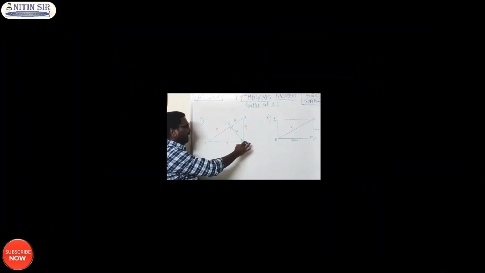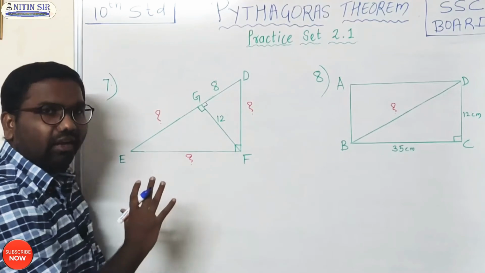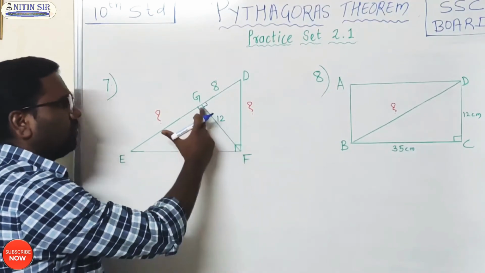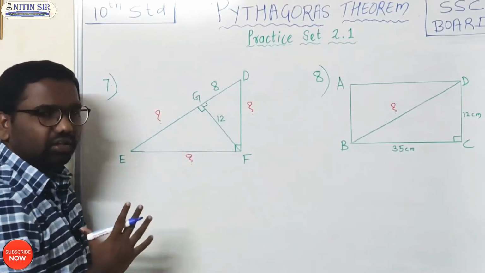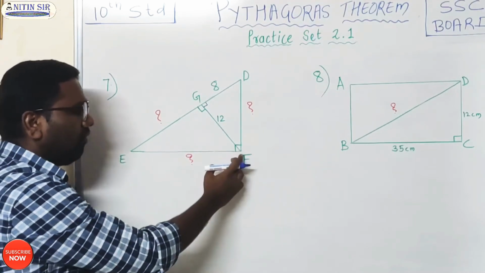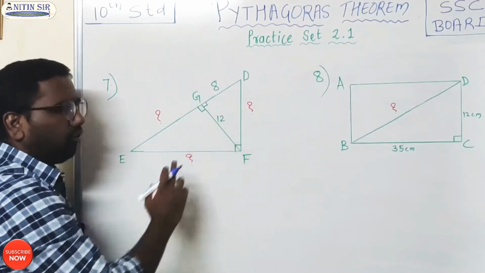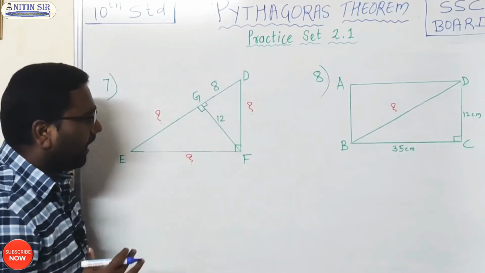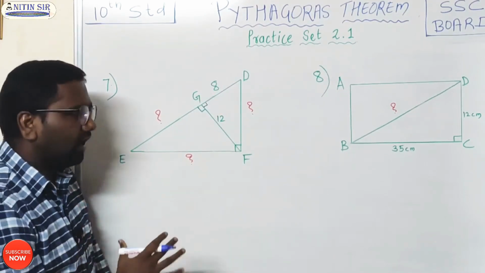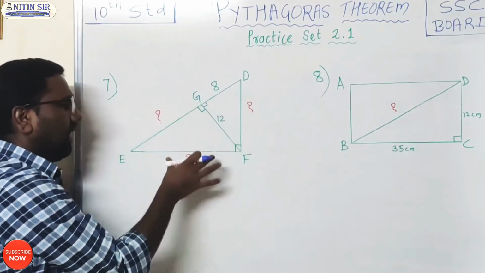In triangle DFE, angle F is 90 degrees, where FG is perpendicular to segment DE. This information is given. They have given segment FD equal to 12 and segment DG equal to 8. What you have to do is find the values of FG, DF and EF.